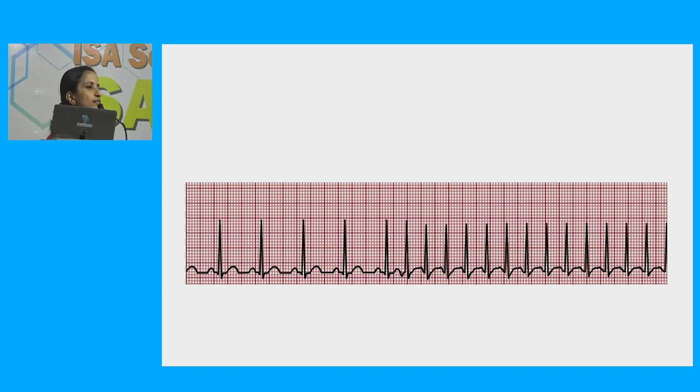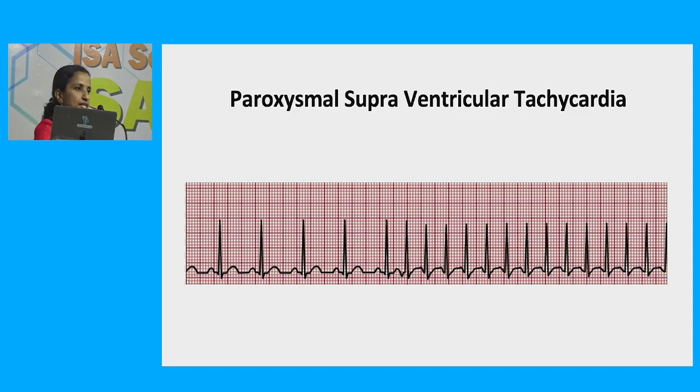Next, paroxysmal supraventricular tachycardia. Explain the changes. Initially, the P wave is present and the rate is more than 100. Later on, the rate increases and the P wave is not visible, or it is hidden. So, narrow QRS tachycardia. So it could be supraventricular tachycardia, paroxysmal supraventricular tachycardia.